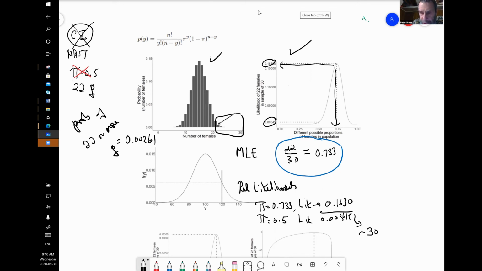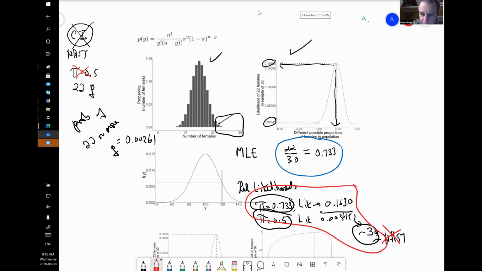So what that's telling you is that observing the particular data, if the pi value was 0.733, is 30 times more likely than getting 22 females had the true underlying proportion been 0.5. You don't actually do null hypothesis statistical testing on this. However, you can use results like this, the relative likelihoods, to draw the inference that, hey, relative to equality, a disproportionate number of females is the more likely.